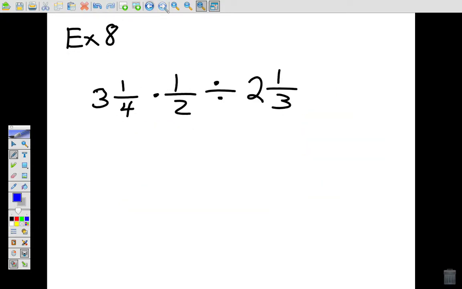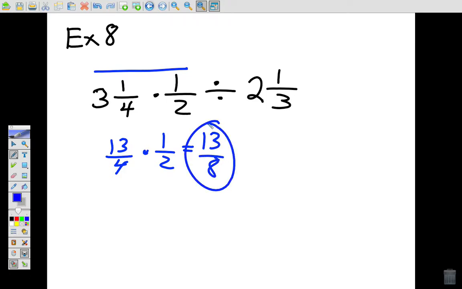All right, final example, example 8. A little different one because you have a mixture of multiplication and division. Now when you have all multiplication and division, you have to go in order. So what I would do here is you're going to take 3 1/4 times 1/2 first. So I have 13/4 times 1/2, which cannot cross-cancel, 13/8.